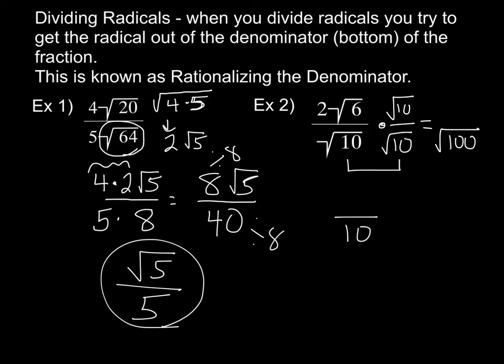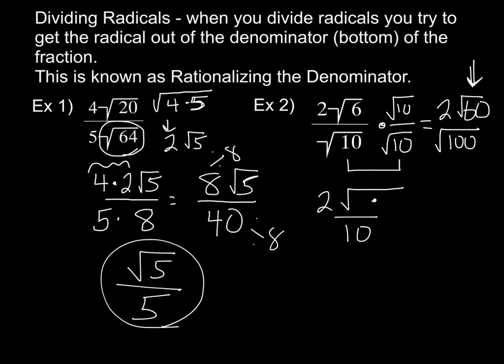As long as I multiply the numerator by the exact same thing, I have not changed the value of this fraction. So the numerator would become 2 radical 60. Now I have moved the radical out of the denominator, but I now have a number that has a perfect square inside the radical, which is 60, and so I need to now simplify that.